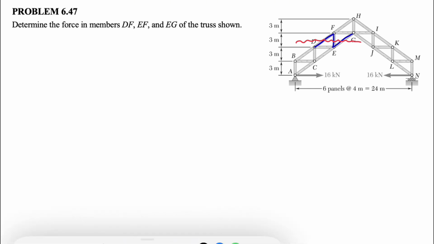We have a pin at point A, which means we have AY and AX. And if we look at point N, we'll see we have a roller, meaning it can move freely in the X direction. So no X component, since we are neglecting the friction. So we only have a normal force N for now.